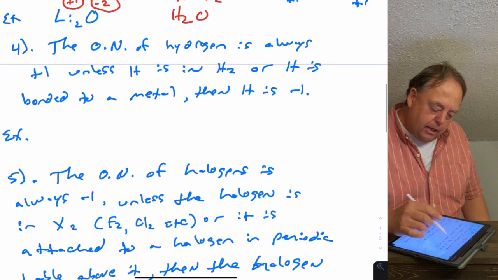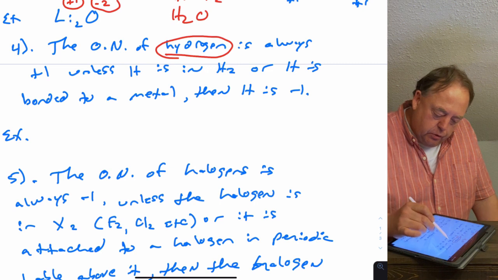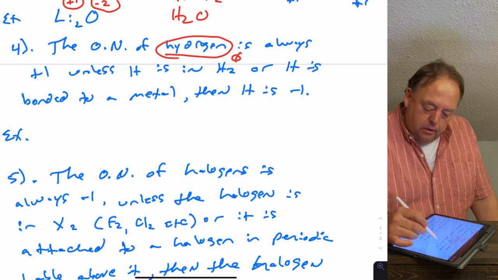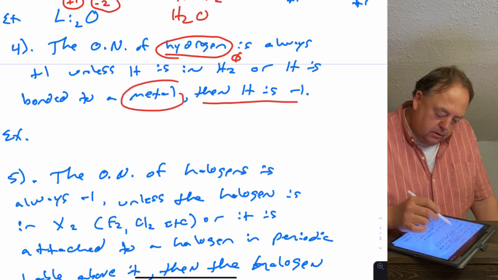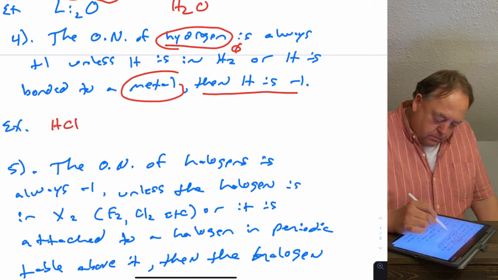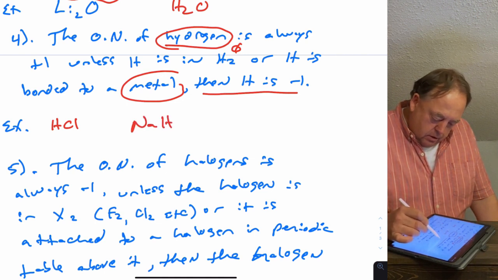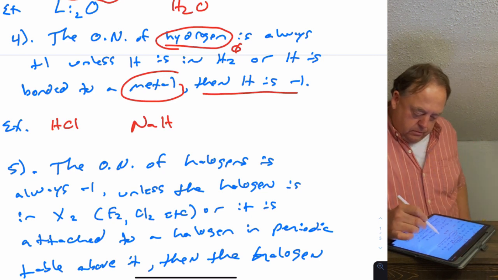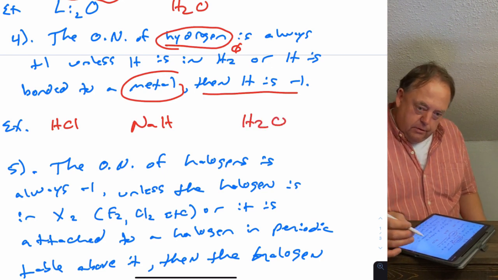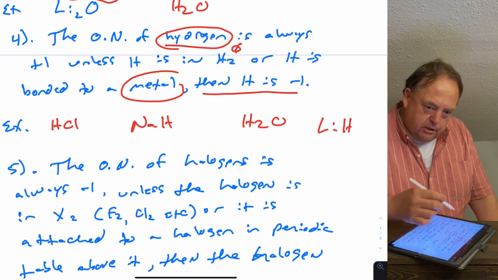The next rule applies to hydrogen. The oxidation number of hydrogen is always +1, unless it's H2, in which case that's pure hydrogen, so it's 0. Or if hydrogen is bonded to a metal, then hydrogen is -1. Let's take some examples: HCl, NaH, H2O, and LiH. In these cases, what are the oxidation numbers of hydrogen?